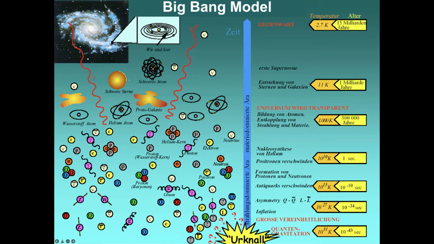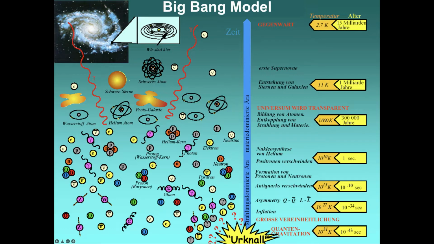These protons and neutrons form, for example, helium nuclei, and then they form atoms by having electrons around, and then you form stars, and later on you have galaxies. So this is then the universe as we see it today. This is a very short journey through the evolution of the universe. This is what we call the Big Bang model.